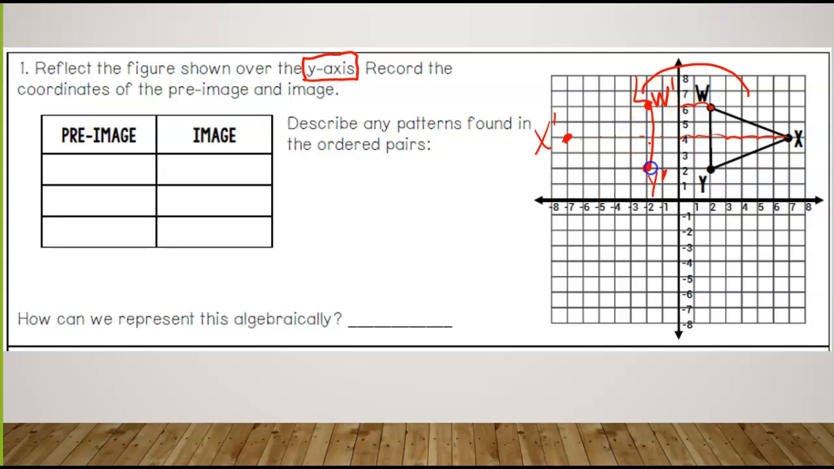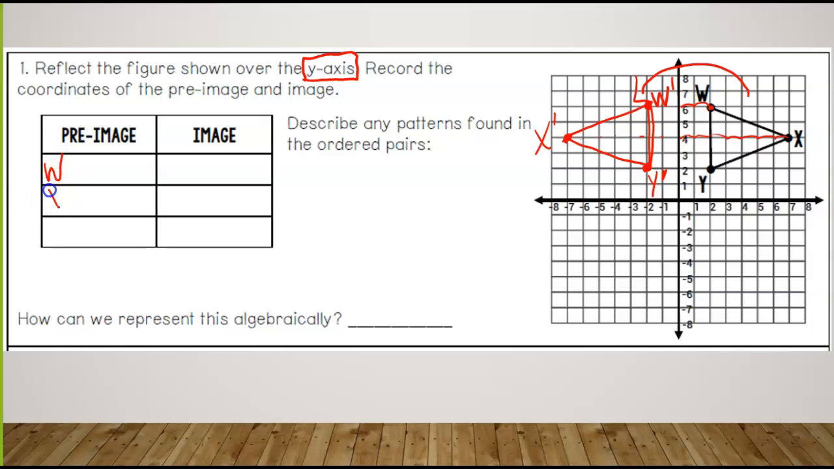All right. So we could connect them. Does that look like a mirror image? Absolutely. Did my size change? No. Did my orientation change? Yes, that did change. It's not facing the same way. Orientation is how you look at it. It flipped. Okay? All right, so now they want us to write the ordered pairs.